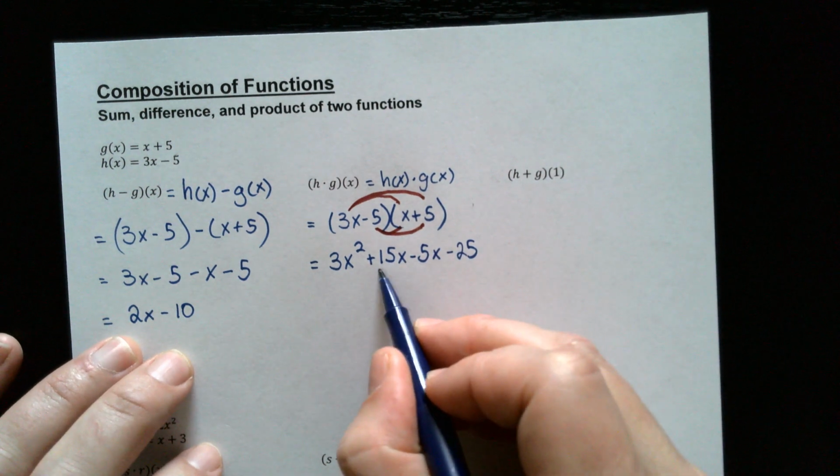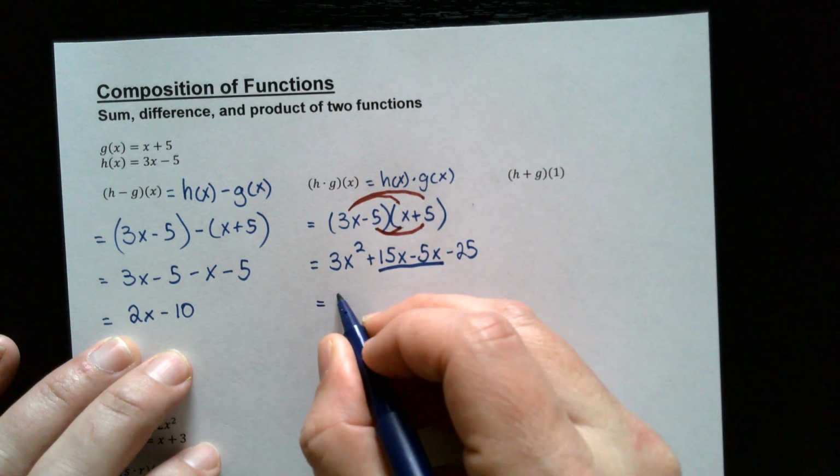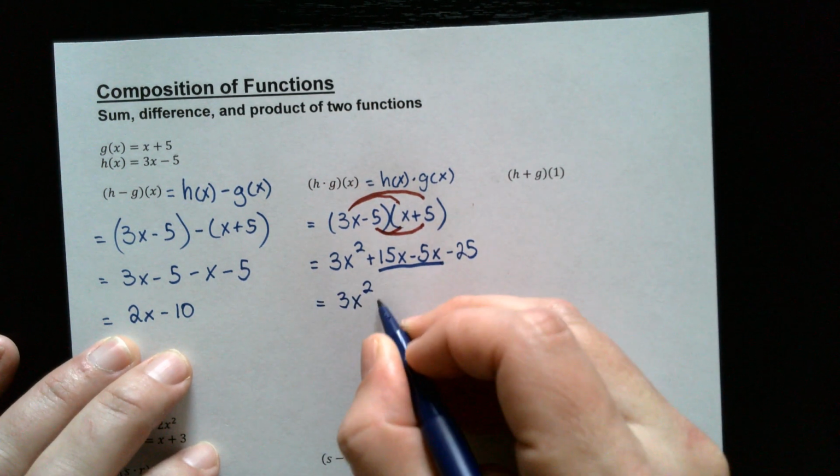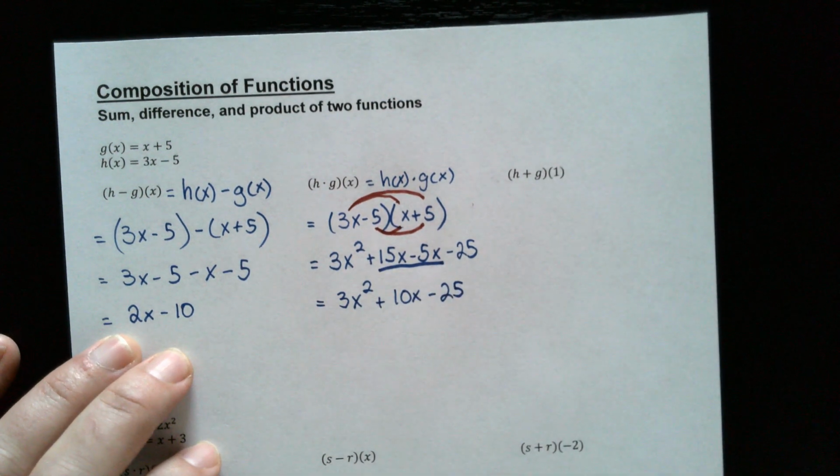Okay, we're going to combine these middle terms. 15x minus 5x is 10x. So our final answer is 3x squared plus 10x minus 25.